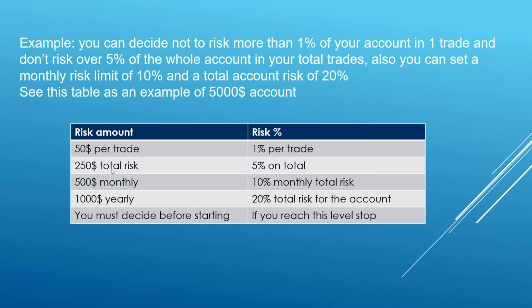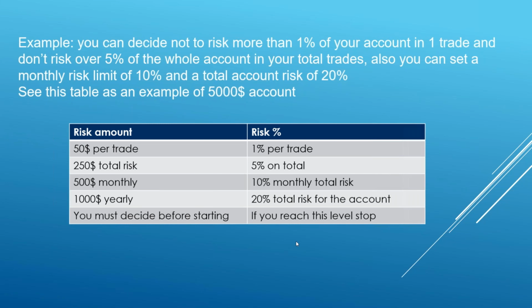Here there is an example of a $5,000 account, so the risk per trade would be $50. The risk per total trades would be $250, and the monthly risk would be $500, and the yearly risk would be $1,000, which equals 20% risk of this account. Okay, if you have a $100,000 account, if you have a 1 million account, if you have a $200 account, no matter how big or small your account, you have to apply the same principles. You can change the numbers, but the percentage has to be determined before you enter the trade. This is very important. You have to have this table in your trading plan.